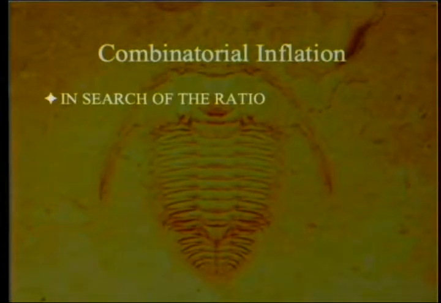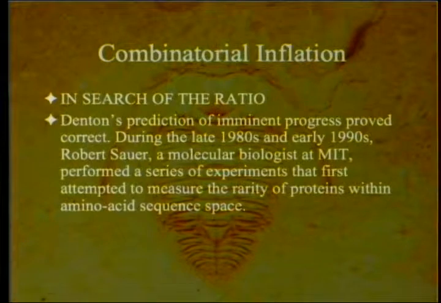they have been answered in progressively better approximations in search of the ratio. Denton's prediction of the imminent progress, that is to say, this is the problem we need to solve and we're going to solve it, proved correct. During the late 1980s and early 1990s, Robert Sauer, a molecular biologist at MIT, performed a series of experiments that first attempted to measure the rarity of proteins within amino acid sequence space.